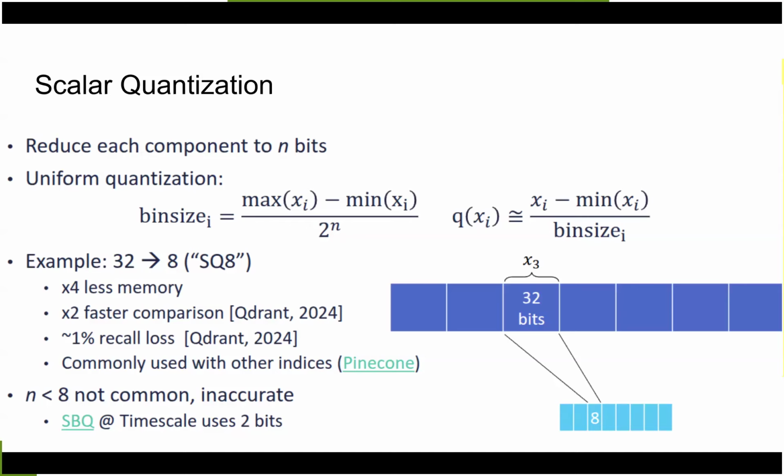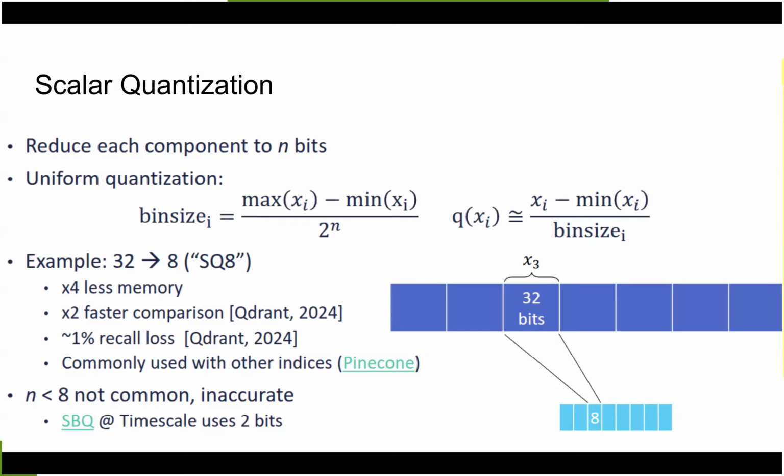And also the comparison would be faster. And it's highly used in industry. And it only costs you 1% recall loss based on Qdrant, which is a company in vector database work. So it's commonly used in vector databases. Again, this is a very simple technique. It's widely used in other domains too, like just computing.